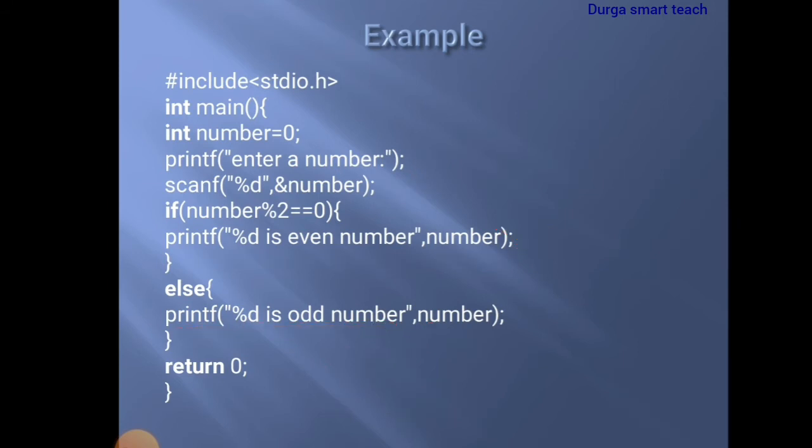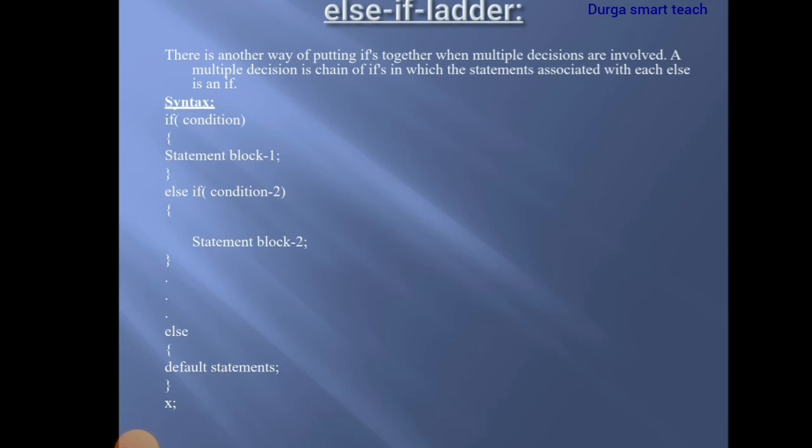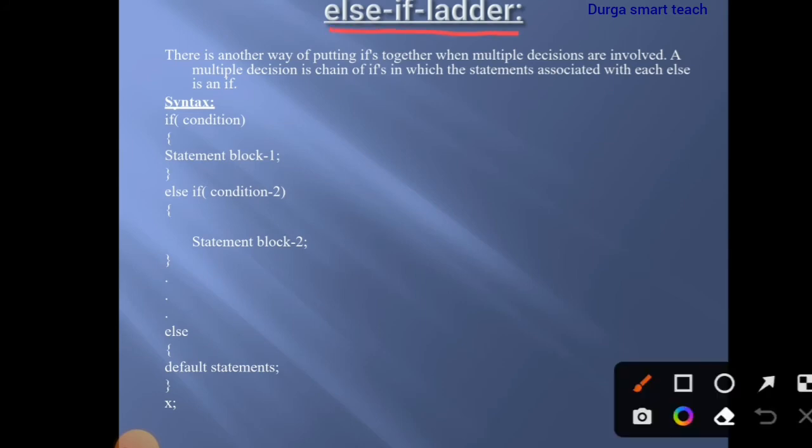Okay. Next one is else if ladder. It is another way of putting ifs together when multiple decisions are involved. A multiple decision is a chain of ifs in which statements are associated with each else statement. So, else if ladder.